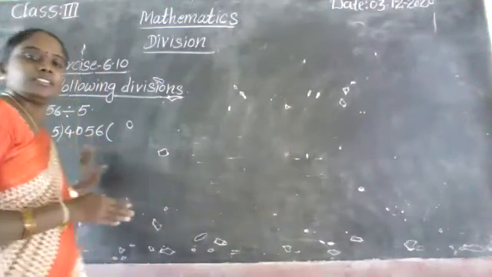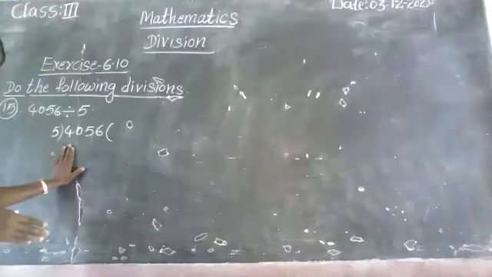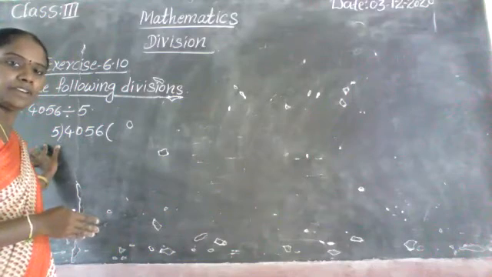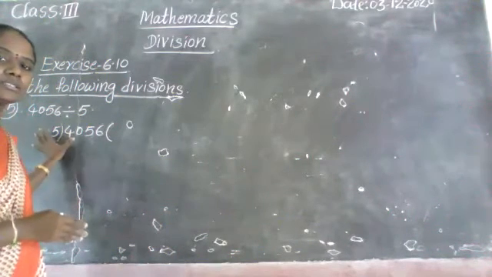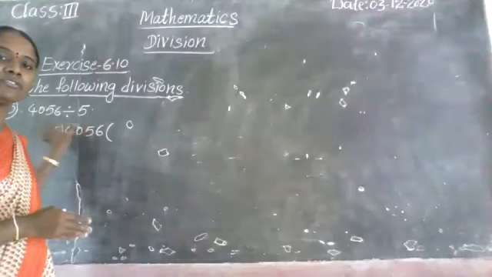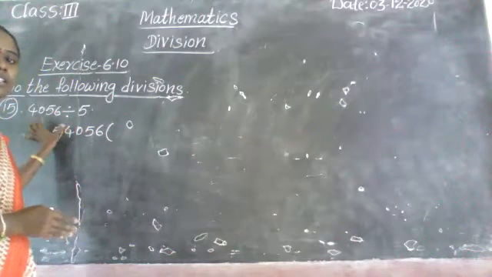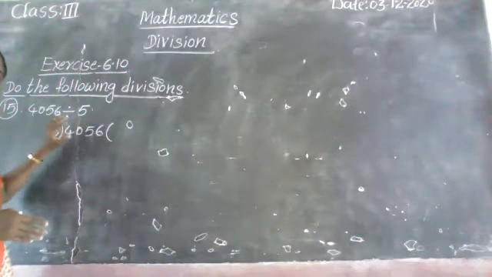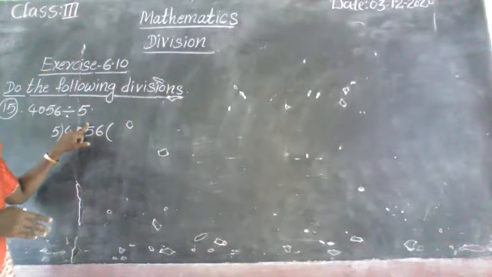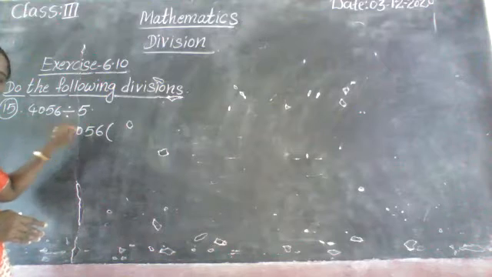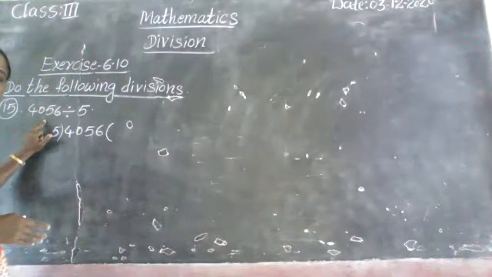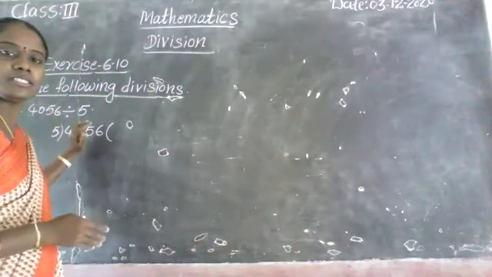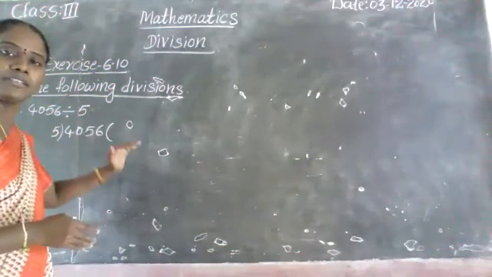Okay. First, how to do division? First, you compare the dividend's first number and the divisor. In this problem, what is the divisor and what is the dividend? 4056 divided by 5. Here the divisor is 5 and the dividend is 4056.